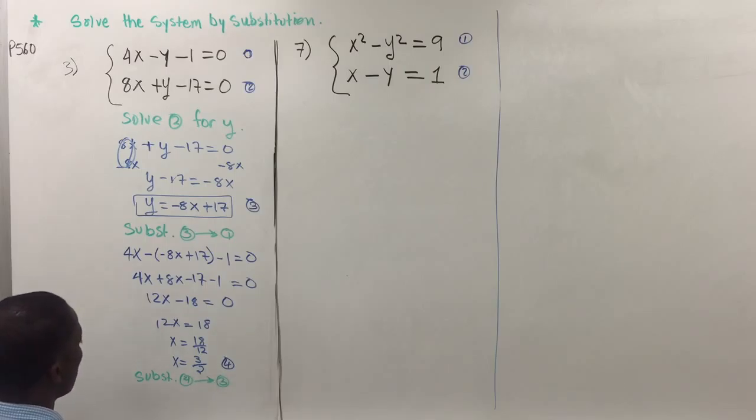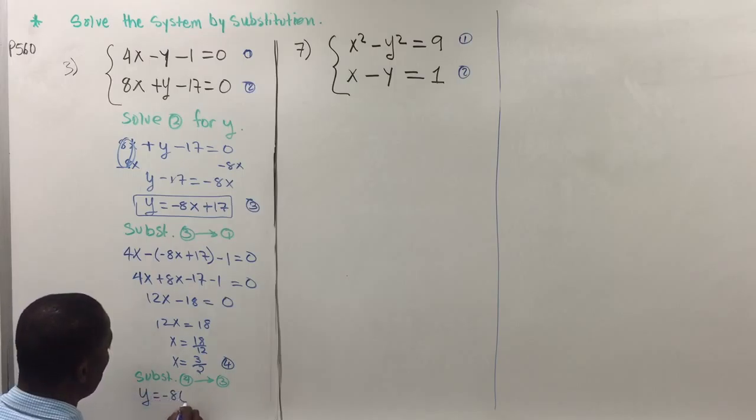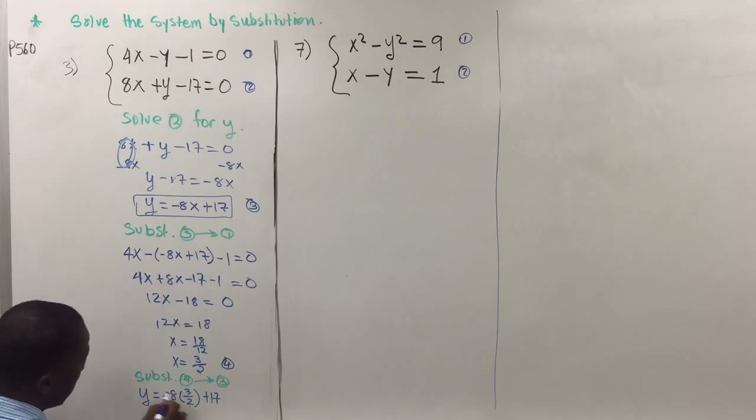Once we do that, we'll have y equals minus 8, parenthesis, 3/2, and then we'll add 17. 2 goes into 8 four times, minus 4 because it's minus 8. So minus 4 times 3 will get negative 12. So y equals negative 12 plus 17, and that will give you y equals 5.